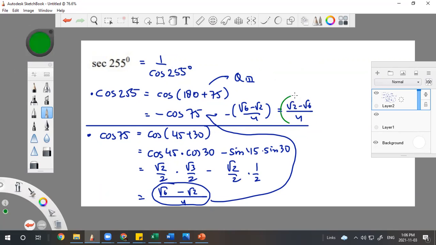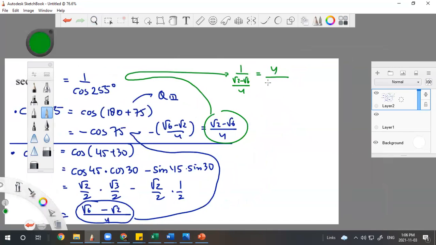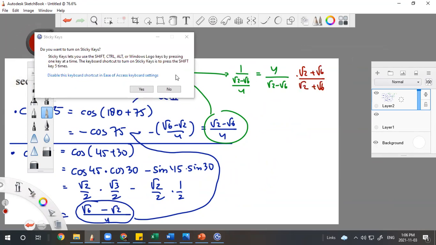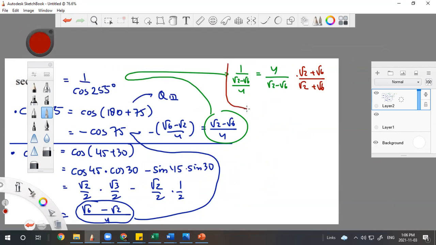Step terakhir. Balikin ke sini. 1 over-nya dia berapa? Gila ya. 1 over square root 2 minus square root 6 over 4. Ya udah. 4 over square root 2 minus square root 6. Tapi lagi-lagi masih problem nih. Rationalize lagi. Gila nih. So square root 2 plus square root 6 over square root 2 plus square root 6. So that will be your final destination. Bukan film horor ya. This will be our final destination for square root 2 plus square root 6 over square root 2 minus square root 6.